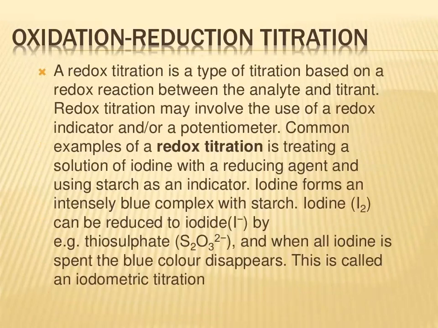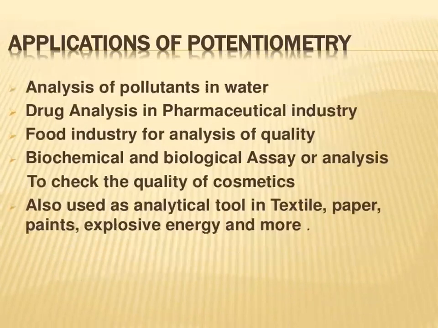And then we have the oxidation reduction titration. The redox type of titration is a titration based on the redox reaction between the analyte and the titrant. The redox reaction may involve the use of a redox indicator and a potentiometer. An example of redox titration is treating a solution of iodine with a reducing agent and starch as the indicator. Iodine forms an intensely blue colored complex with starch. Iodine is reduced to iodide by thiosulfate, and when the iodine has been spent, the blue color disappears. This is an iodometric titration.